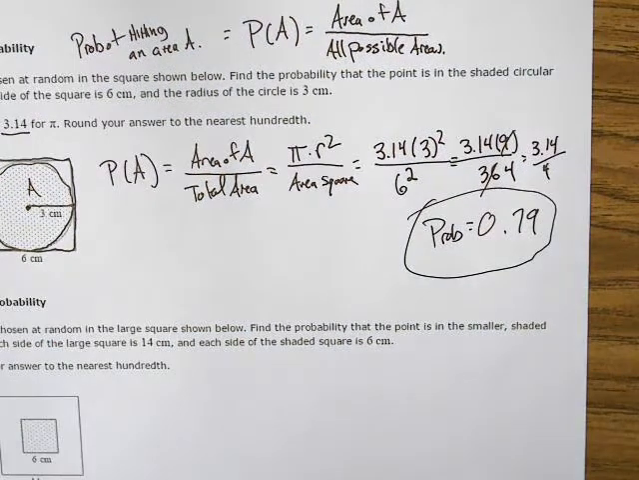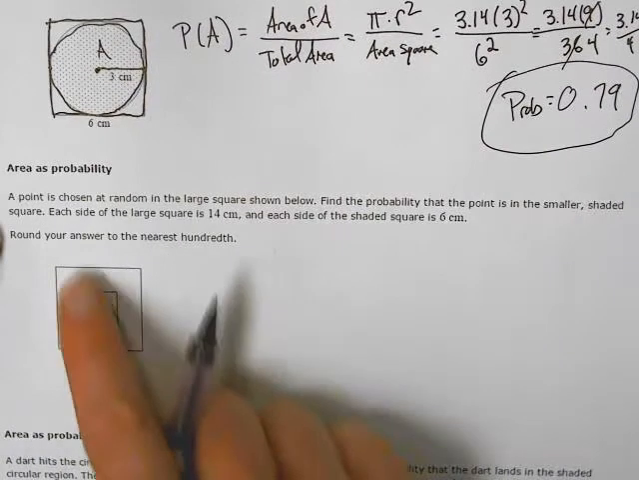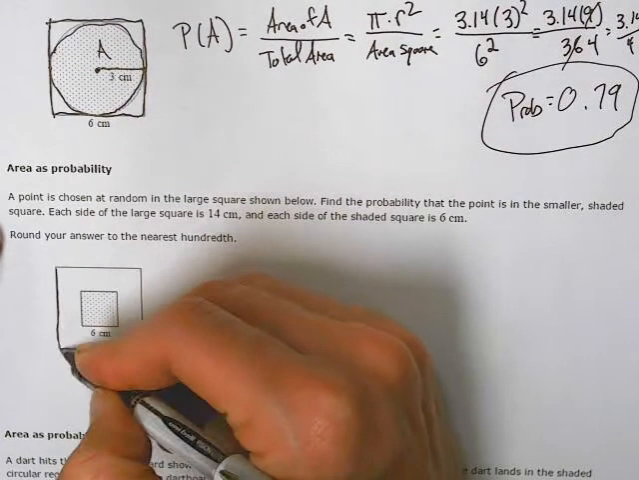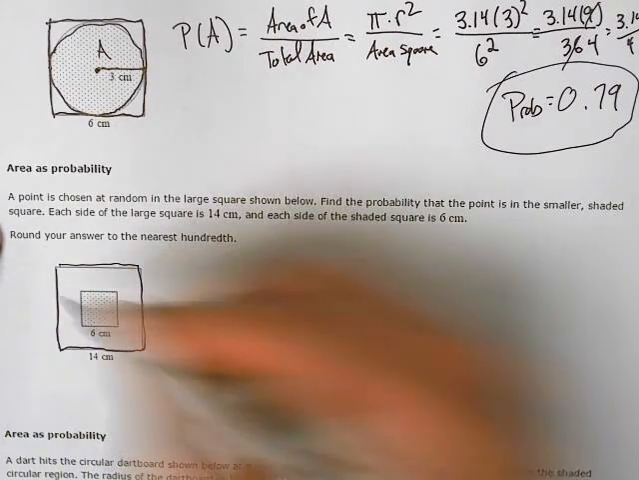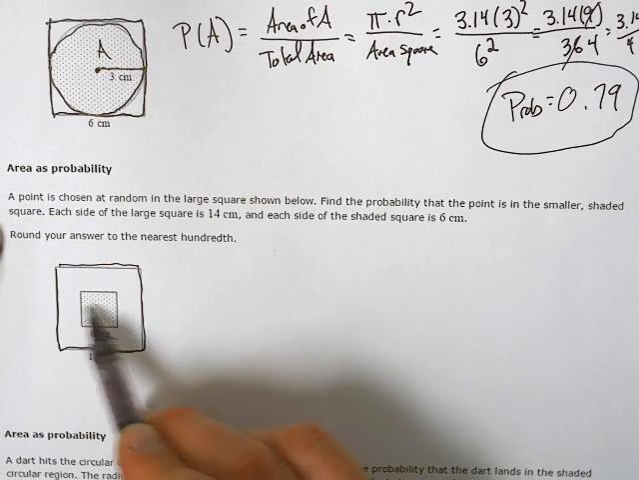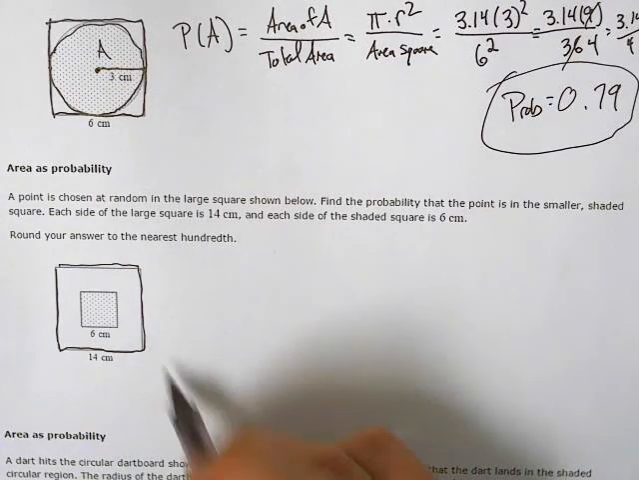Okay, let's take a look at one more. So here, a point is chosen at random in the large square shown below, right? So any point inside of this large square is going to be picked at random. Find the probability that you hit the smaller shaded square, and they give you the dimensions as you need, and round to the nearest hundredth.